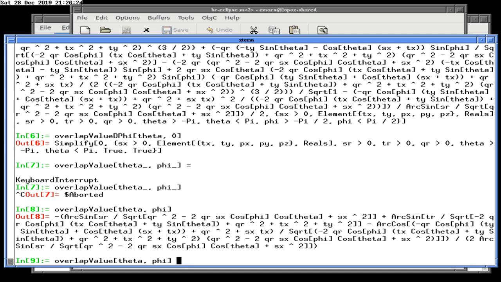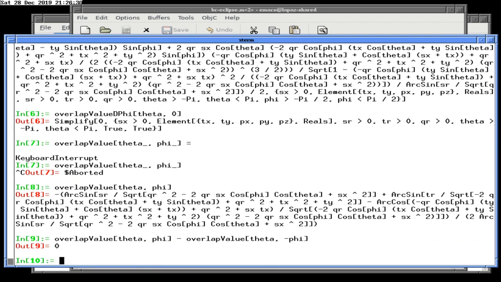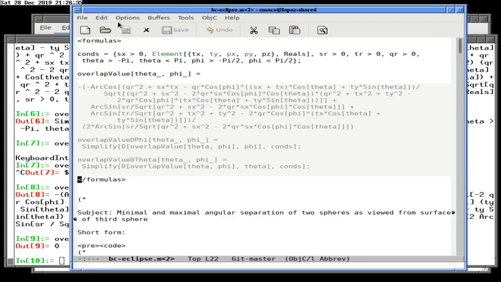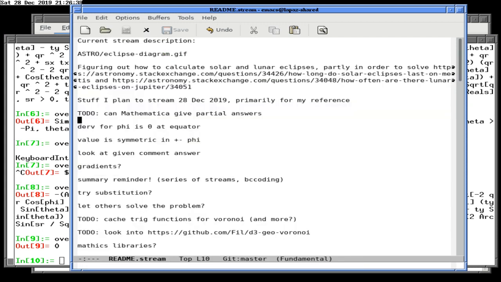Okay. And then if we subtract it from the overlap value of theta minus phi, we will get 0, hopefully, because those are also equal. So those are the two things that are going to help us out today, knowing those two things, and using gradients. And I think we're pretty close to solving the problem. Okay, and that's a to-do list there. The derivative with respect to phi is 0 at the equator. The value is symmetric in plus minus phi. And we did look at the comment given answers. And now we're going to go on to the gradients.